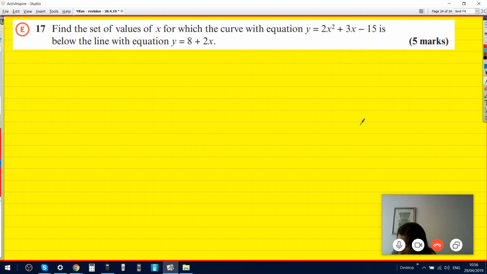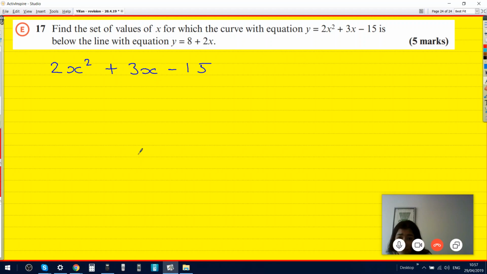So, 8 plus 2x, 2x squared plus 3x. So what question are you being asked to solve? What question are we being asked? So you can do this almost entirely in your calculator if you know what to do.